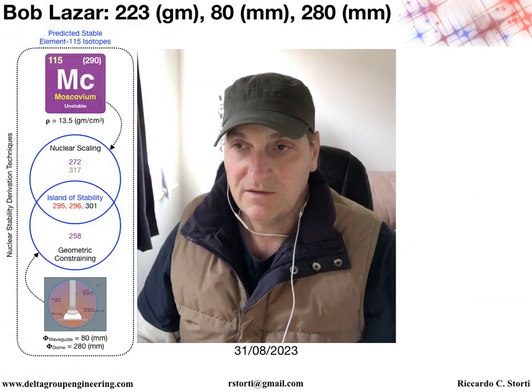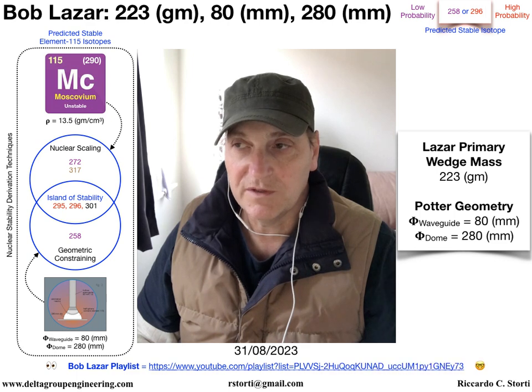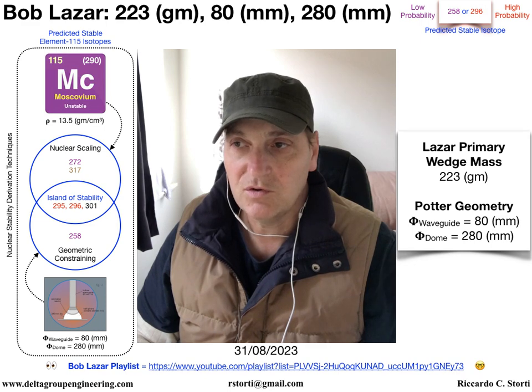G'day viewers, in this episode we are concluding our derivation of a stable element-115 isotope. We present two possibilities for stable isotopes appearing in the top right hand corner of the screen. We predict that a stable isotope of element-115 exists with atomic weights of 258 or 296.